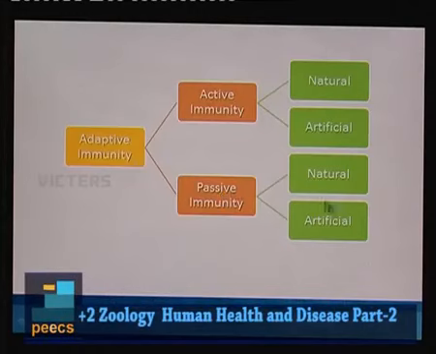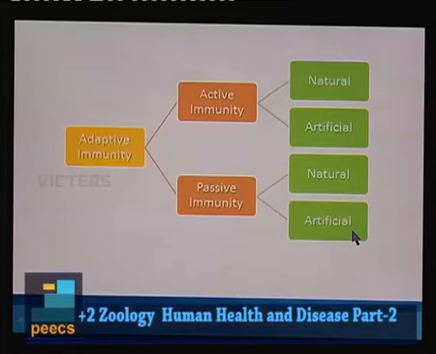And there is another one, artificial. What is the artificial type of passive immunity? Suppose there is a snake bite. In the case of a snake bite, it is an emergency situation. In that emergency situation, we cannot wait for a long time. We cannot wait for the immune system to get activated. So, at the time of a snake bite, we will give a preparation of preformed antibodies directly, and that is considered as the artificial type of passive immunity.